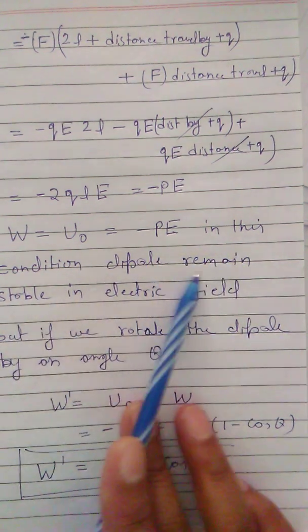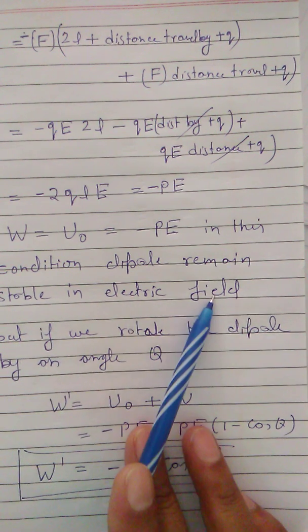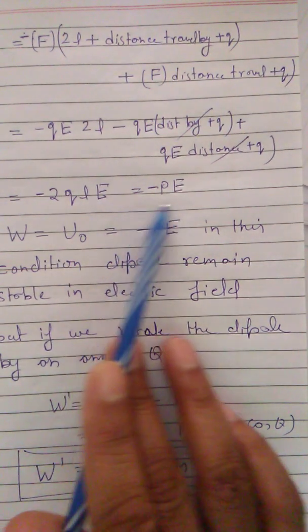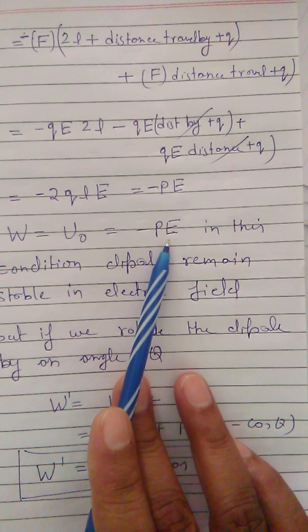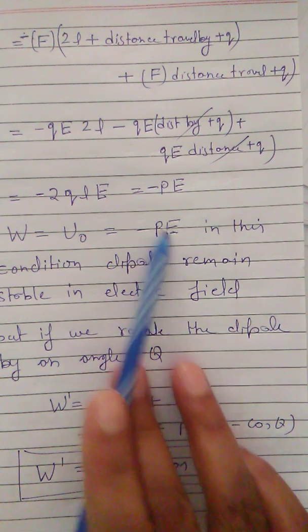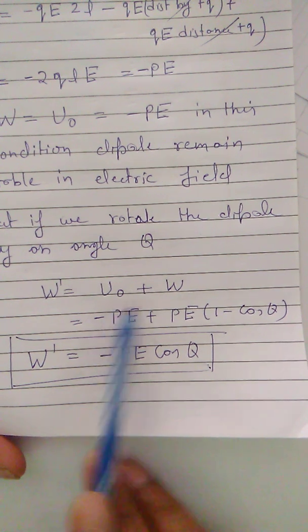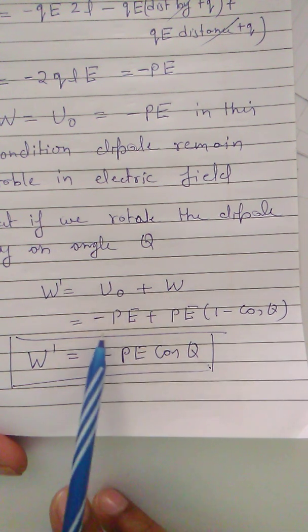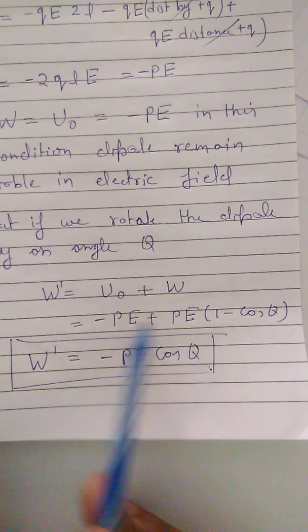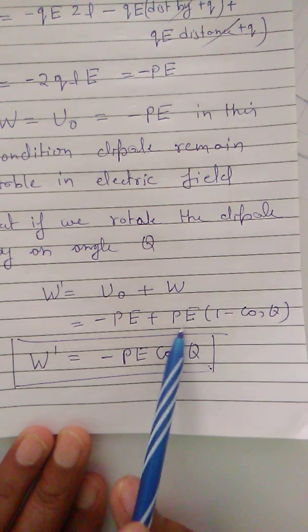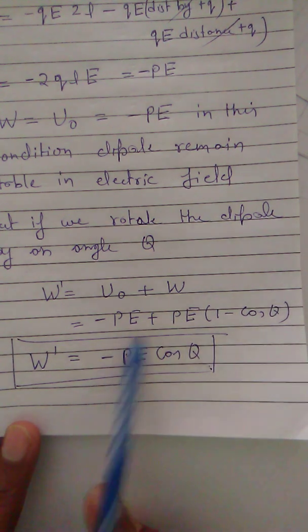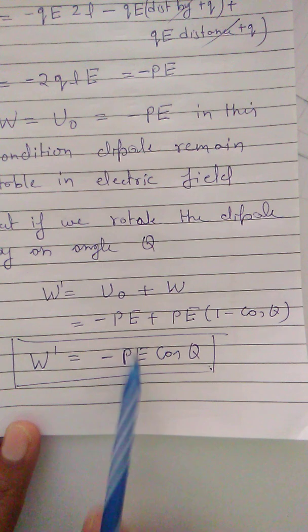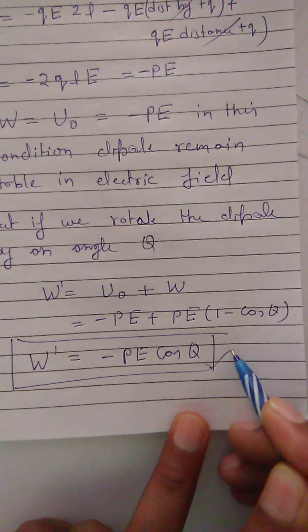In this condition, the dipole remains stable in the electric field. This is the work done we have calculated, and this is also the potential energy. But if we rotate it to a particular angle, then W equals the potential energy plus the work done in rotating it. So minus PE is the potential energy, plus the work done in rotating, which we have already calculated. When we open the bracket, this PE gets cancelled, and we are left with this. So this is the final expression.